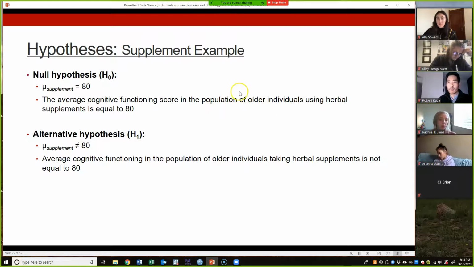But again, please focus on this: when we're stating our hypotheses, I'm explicitly telling you who I'm trying to infer information about, and that is this hypothetical population of older individuals who are taking these supplements. If I could take all older individuals and have them take weekly supplements, this is who I'm talking about. I can't do that, so I'm going to take a sample of older individuals, have them get on a supplement regimen, and then try to infer something about the hypothetical population from that sample.